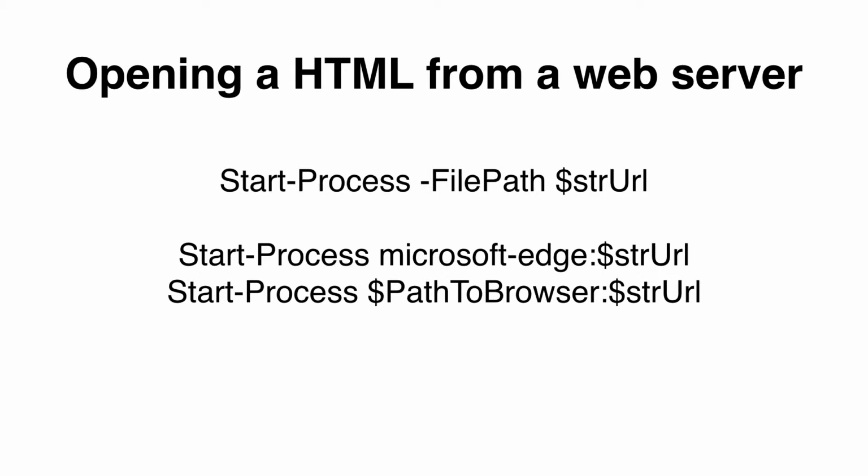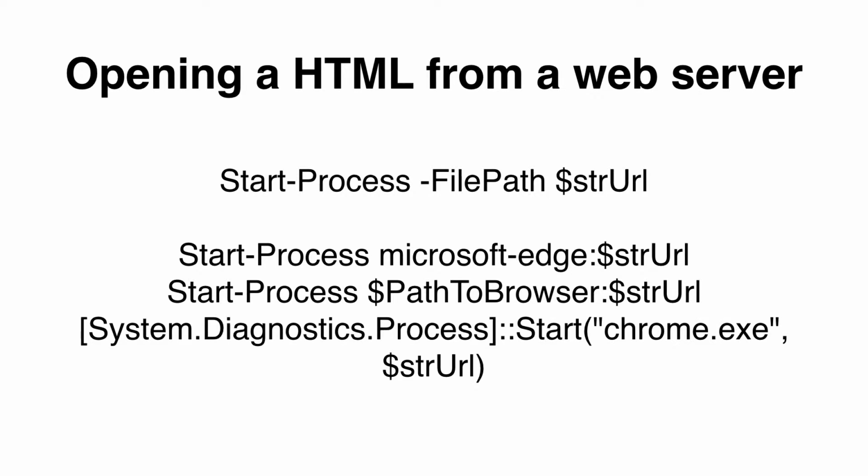If we would like to use a different browser, we can specify the path to the browser, the colon, and the URL. Or we can type [System.Diagnostics.Process] in square brackets with a colon, Start, then the executable name of the browser, a comma, and the URL of the website that we would like to open.